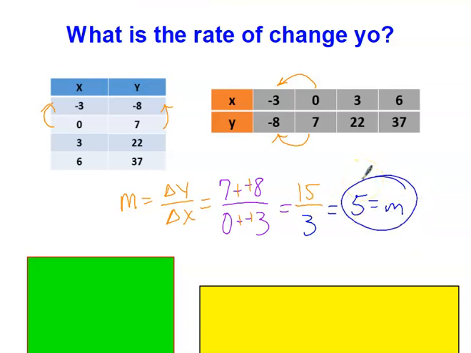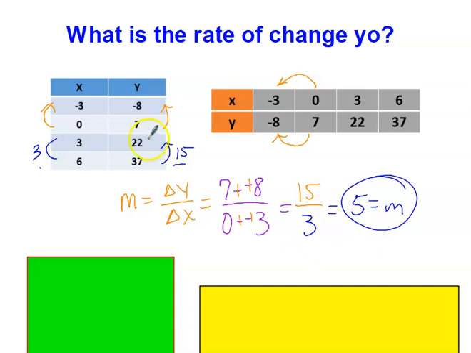Okay, so it doesn't matter what table, what numbers. Watch this. 37 minus 22 is 15. 6 minus 3 is 3. 15 divided by 3, you know what I'm saying? That's what we got right here. You get 5. Let's check out Desmos.